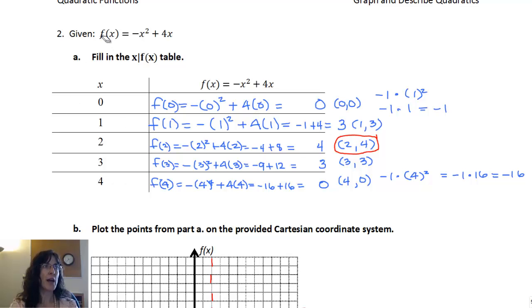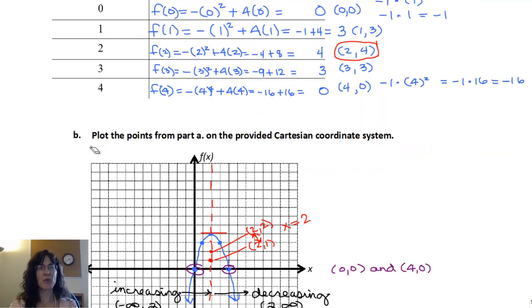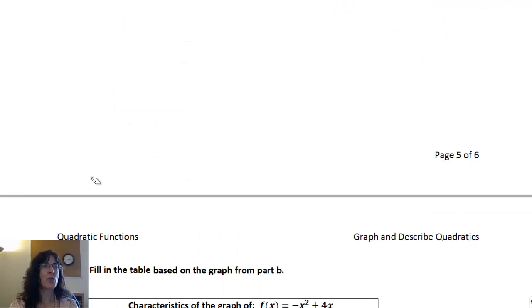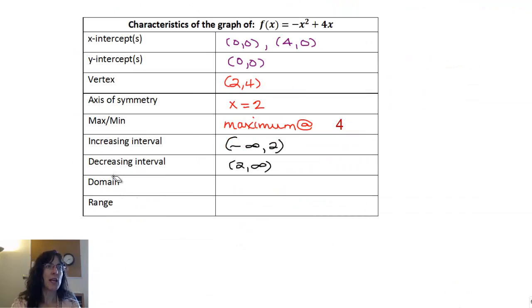And I can look back at my xy table or my f of x table and see that some values were chosen for me, but I certainly could have put negative numbers into this equation and they would give me valid f of x values. I just didn't do it because we had some values chosen for us. So for domain, we're going to say negative infinity to positive infinity.